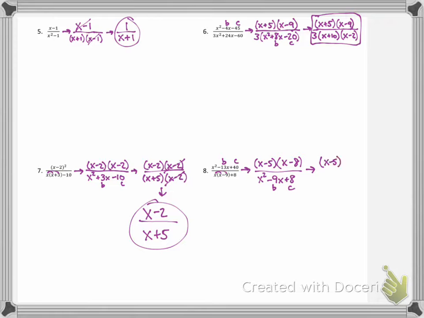So again, my numerator stays the same: x minus 5 times x minus 8. My denominator, multiply to c, add to b. 2 numbers that multiply to 8 and add to negative 9 would be negative 8 and negative 1. We see in top and bottom, x minus 8's cancel. Left with a final solution of x minus 5 over x minus 1.